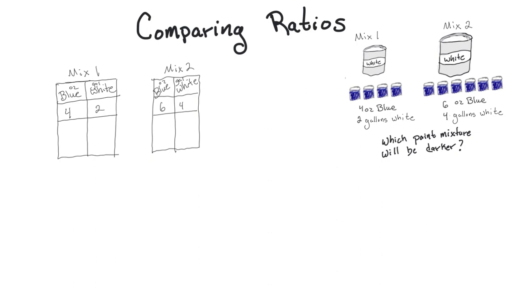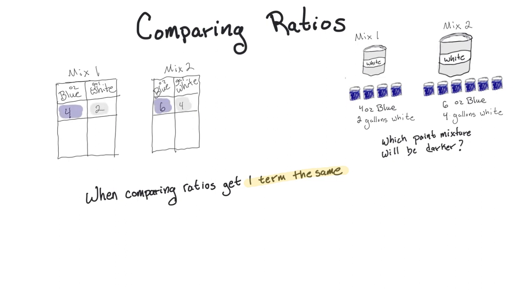the relationship is. So the first step that you're going to be doing when comparing ratios is always going to be to get one term to be the same. So one part of the ratio to be the same for each different ratio. So when looking at mixture 1 and mixture 2, I can either get my blue to be the same or I can get my white to be the same.